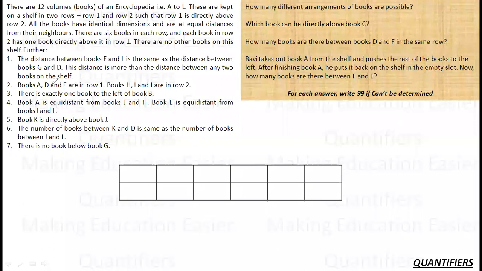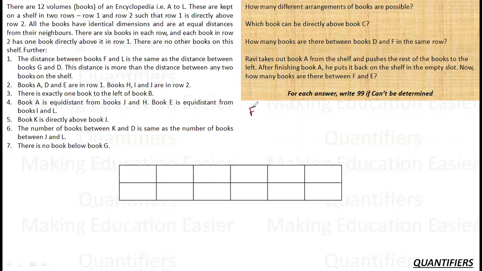Now, the distance between book F and L is the same as the distance between G and D. The distance is more than the distance between any two books. So the one silly mistake that everyone makes: if F is here, L is here, let's say, and vice versa, or we can turn it over. But what we forget is that distance can also be measured in this diagonal form, and then thus it will be the maximum one.